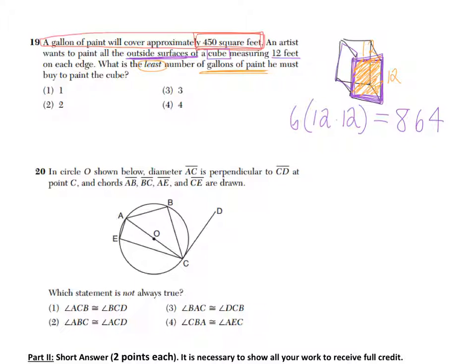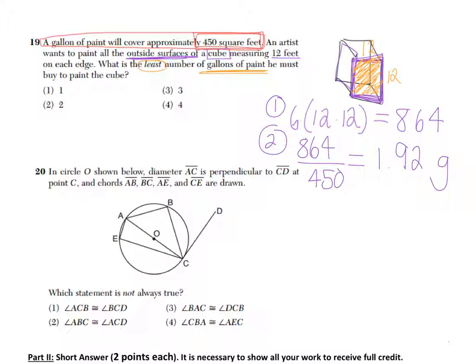So looking at this, step 2, this was step 1. Step 2 is to figure out how many gallons I need. So if I know I need to paint 864 square feet, I'm going to divide that by my 450 to figure out how many gallons of paint I need to buy at the store. When you do that, you end up getting 1.92. So I need to go to the store and buy 1.92 gallons of paint.